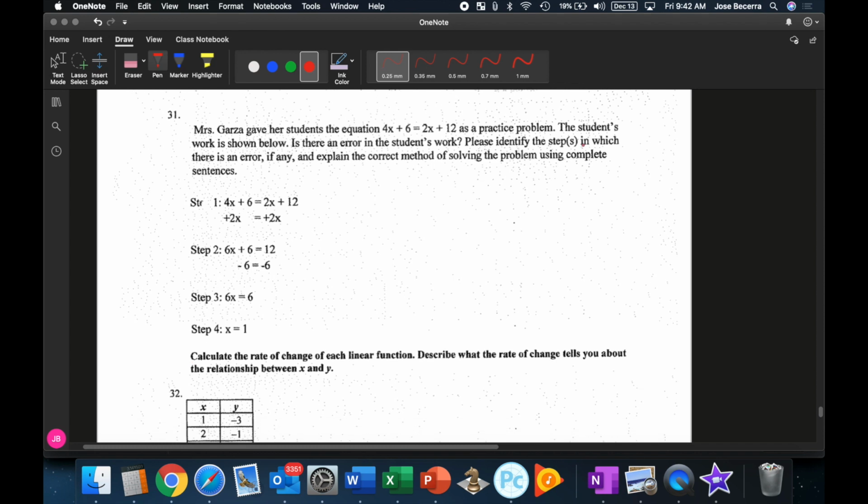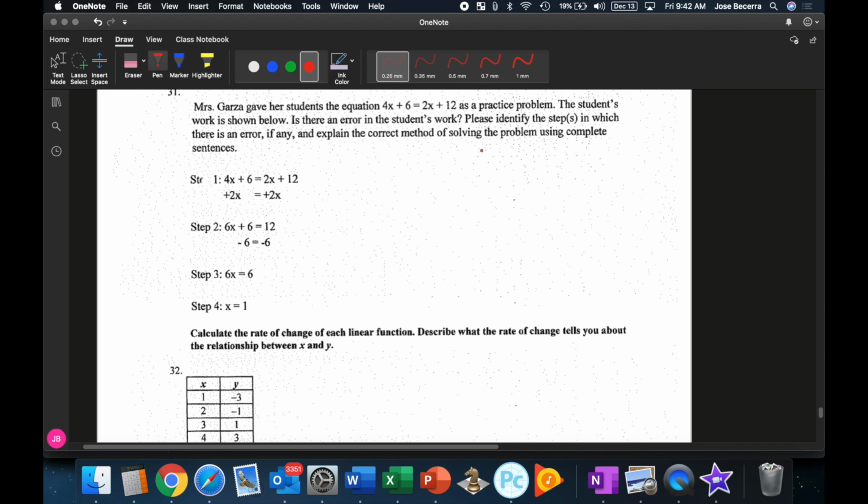So these questions on the back are going to be the written section. Oh, okay. Did I give you these? Yes. Ms. Garza gave her students the equation as practice problems. The student's work is shown below. Is there an error in the student's work?